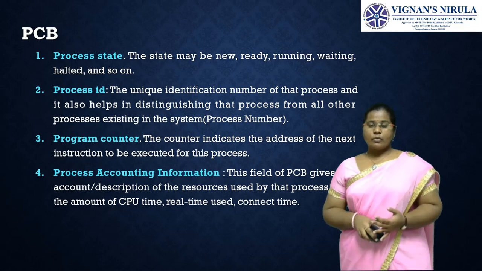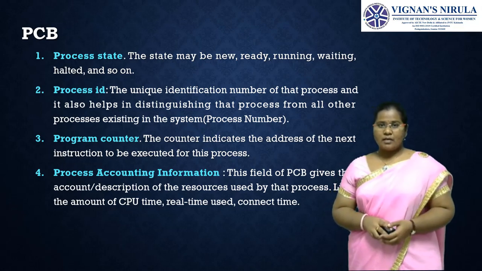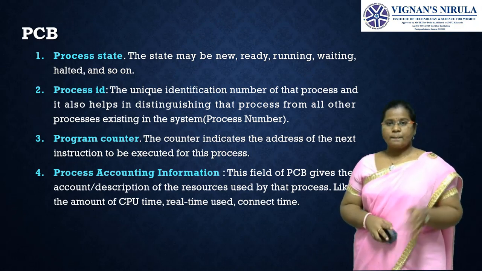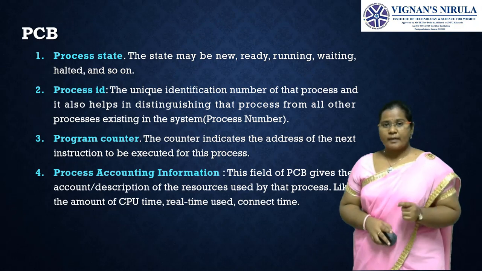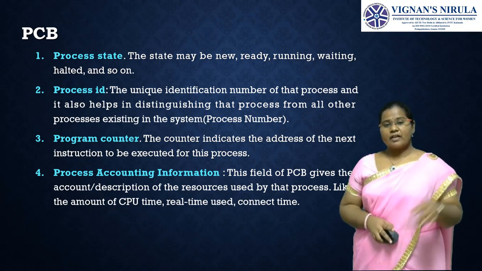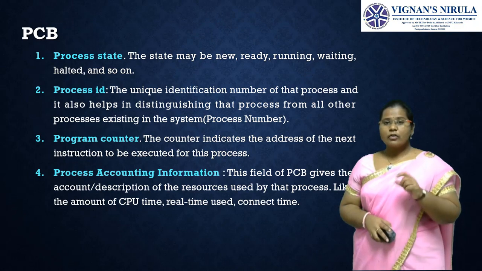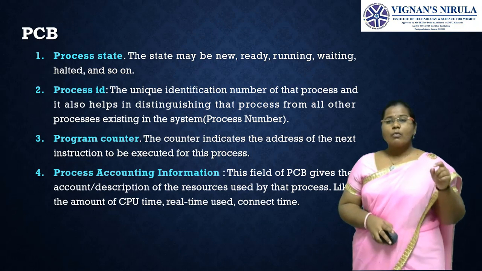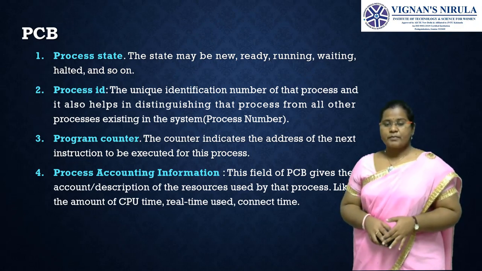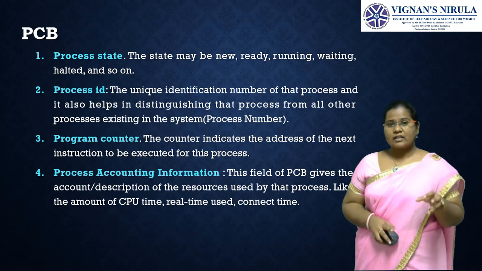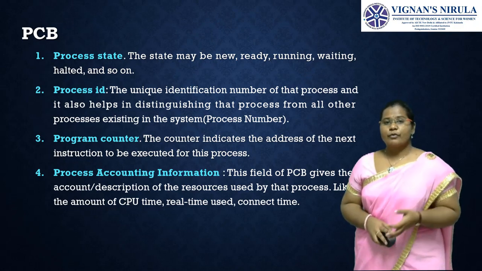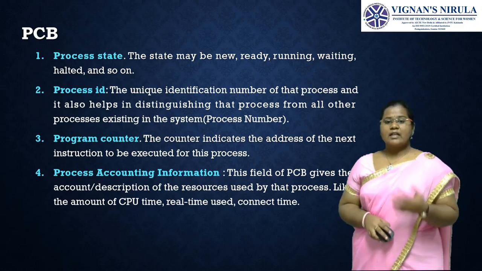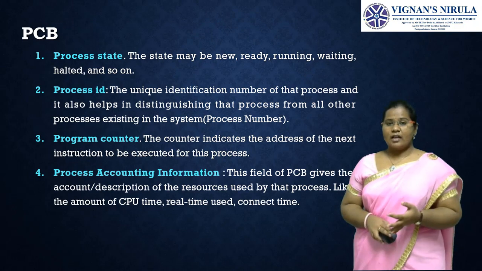And then we have the program counter. When you load a program into the main memory, each and every instruction will occupy a memory location, and each location will have some address. In order to load an instruction into the CPU for execution, the operating system should know the address of that instruction. That address of the instruction is placed in the program counter, which will be present in your process control block. And then next we have the process accounting information.